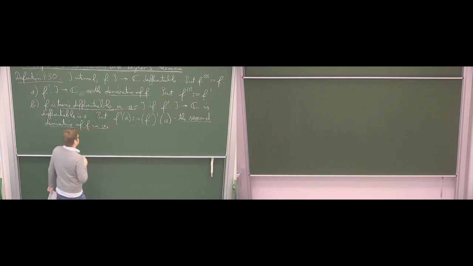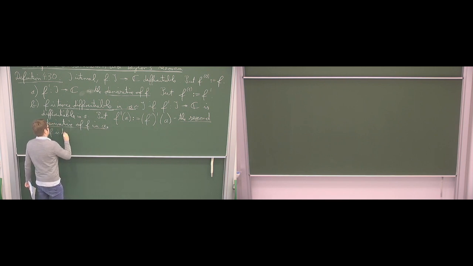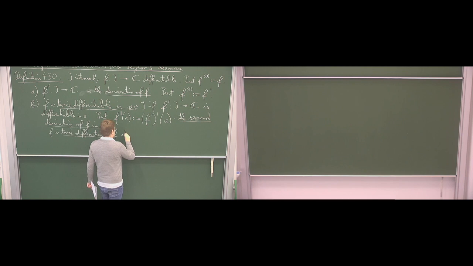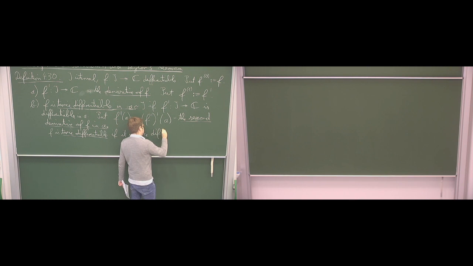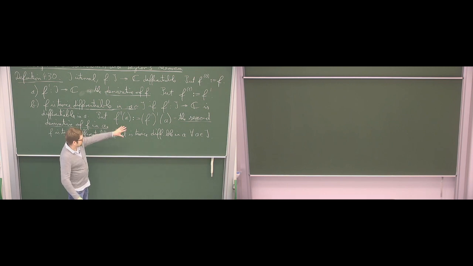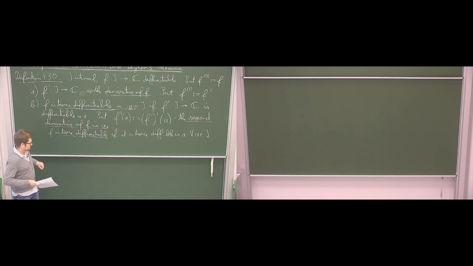So this is the second derivative, and we call f simply twice differentiable, without respect to a point, if it is twice differentiable in a for every a in I. Same as with differentiability. Or I could just say, to be a bit simpler, if the derivative is differentiable, without reference to a point.